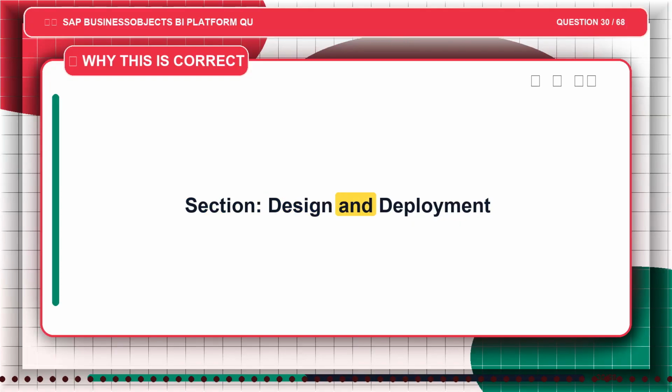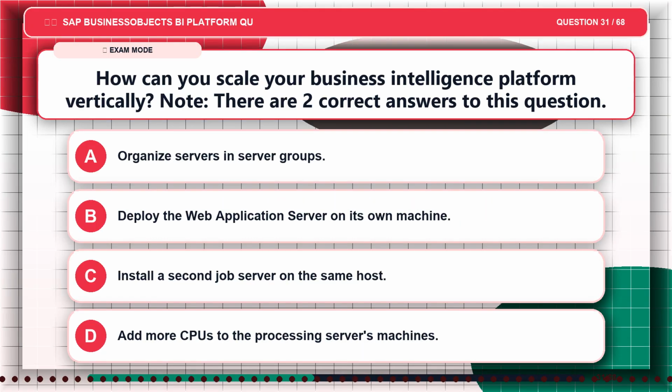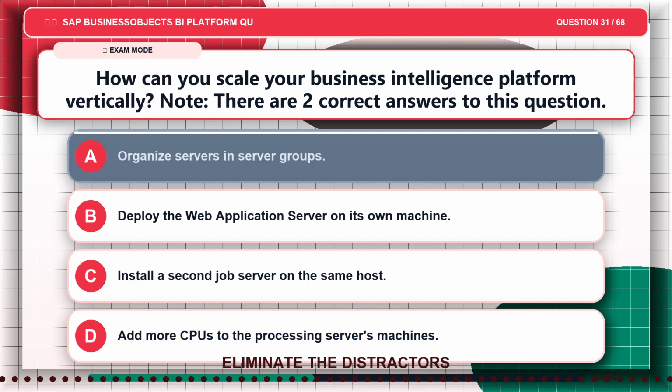Section, Design and Deployment. Question 31. How can you scale your business intelligence platform vertically? Note, there are two correct answers to this question. Option A, organize servers in server groups. Option B, deploy the web application server on its own machine. Option C, install a second job server on the same host. Option D, add more CPUs to the processing server's machines.